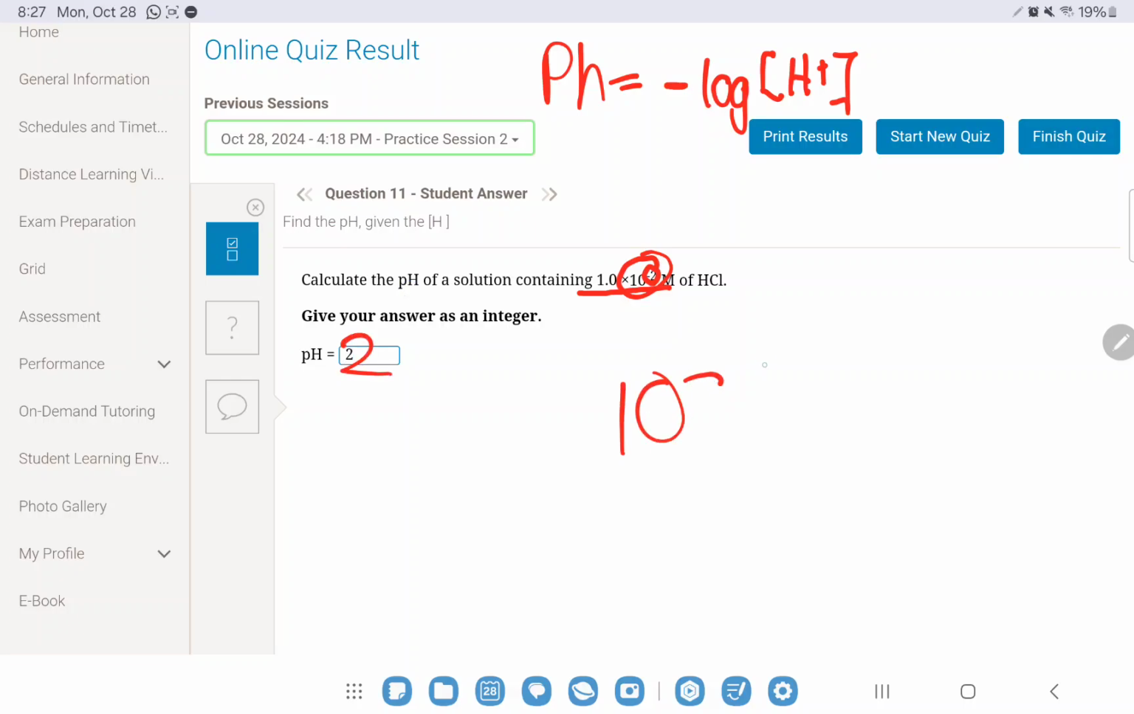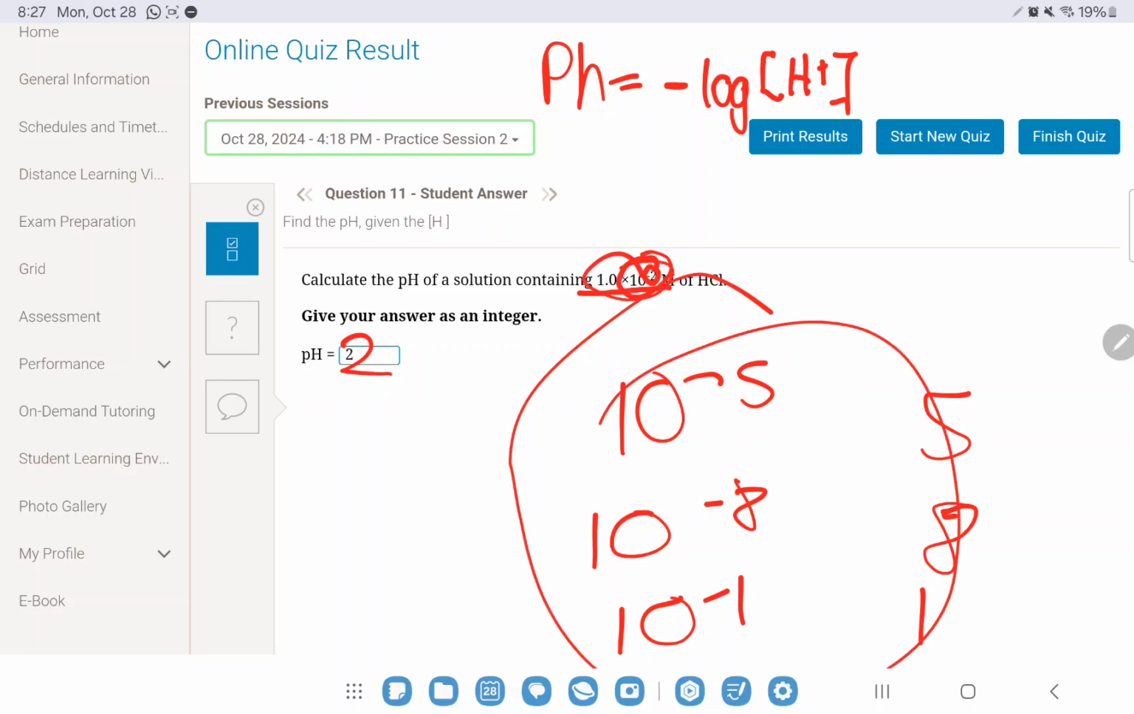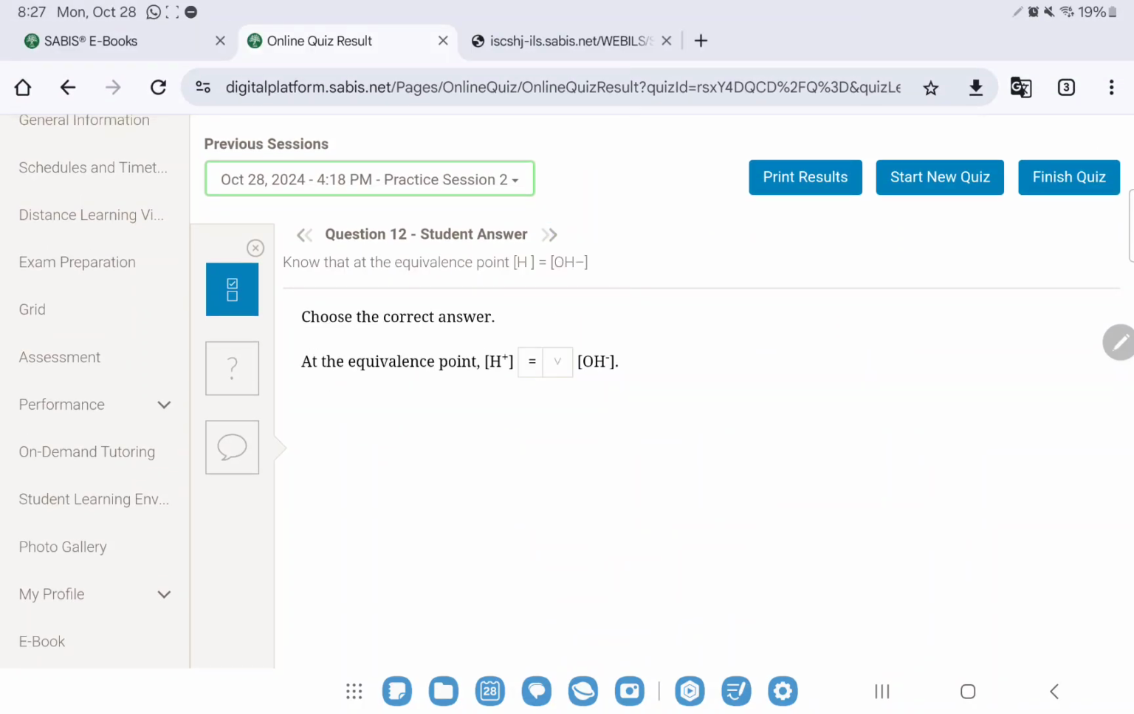So 10 power negative 5, pH would be 5. 10 power negative 8, pH would be 8. 10 power negative 1, pH would be 1. Just take this rule, memorize it. It's the easiest way to solve it in the exam when you see a number like this. I'm going to show you this in another question. It has its own question. Equivalence point is the same as neutral, almost saying, so H will equal OH.